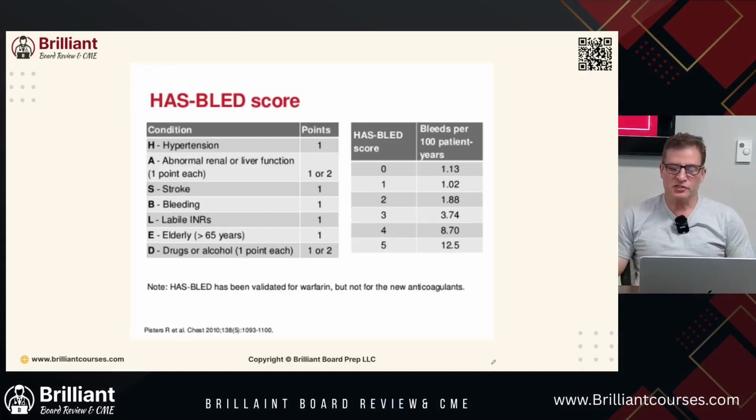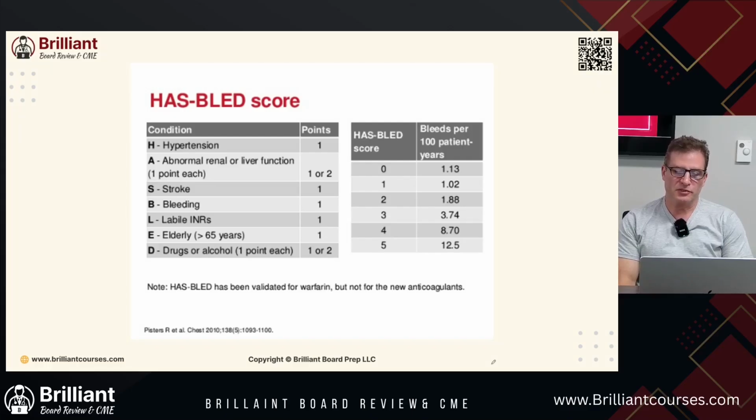Now here's another scoring system you can also use. It's called the HAS-BLED score. This gives you your risk of bleeding, and you can use this to give information to your patients, to talk to them about what the risk of bleeding is in taking these. And this is a good website if you consider going to.